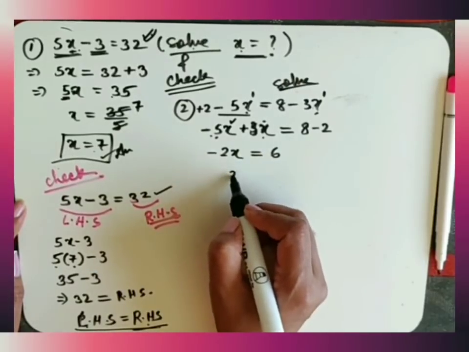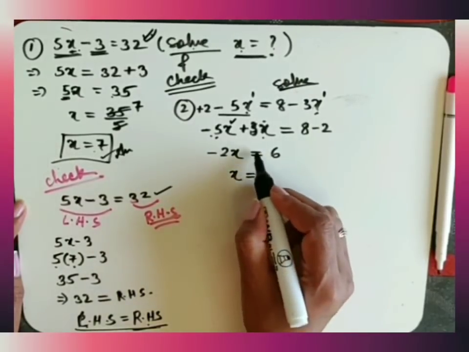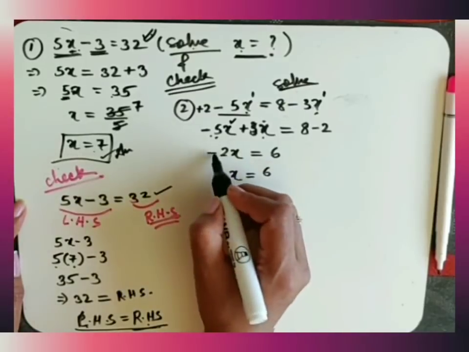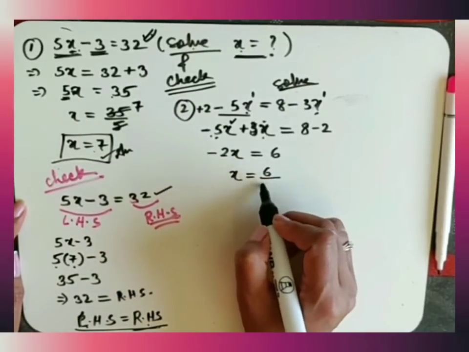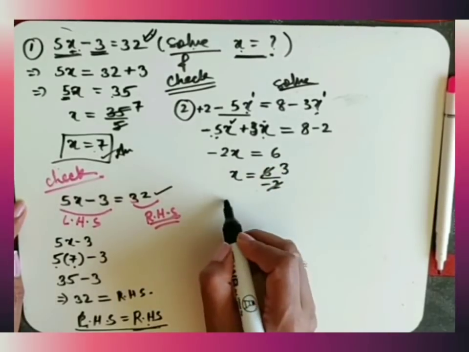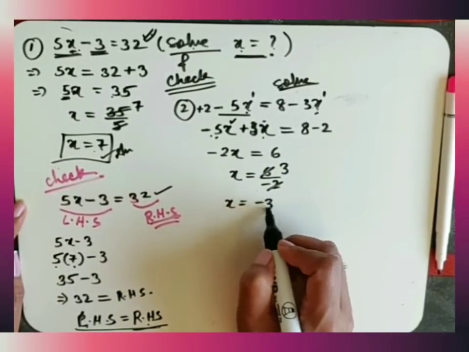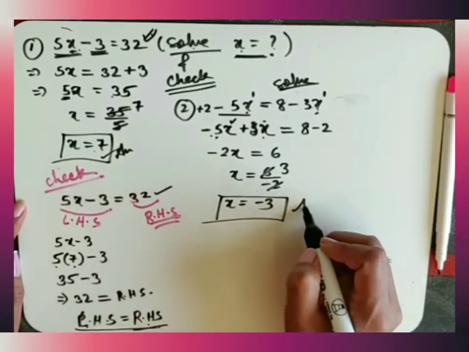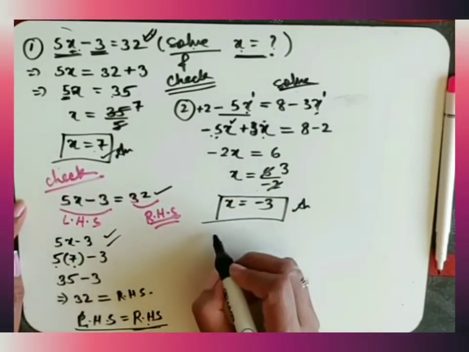Now we need to find out x. x equal to 6 after the equal sign, and this minus 2 comes underneath. Then we can cancel it out by 3. So x equal to minus 3 is the answer. And in the same way you can check it.